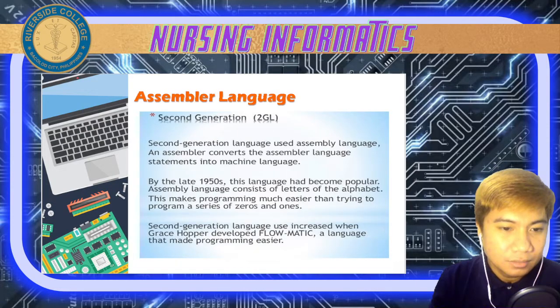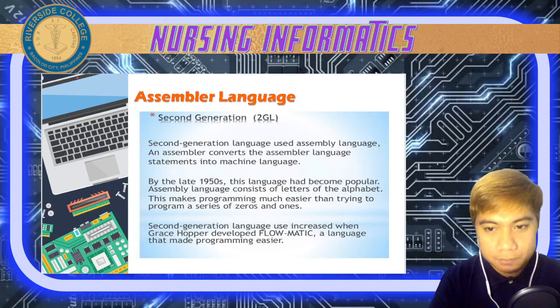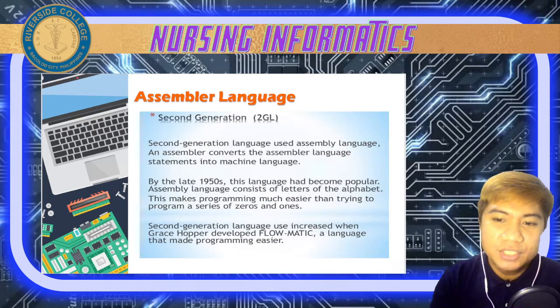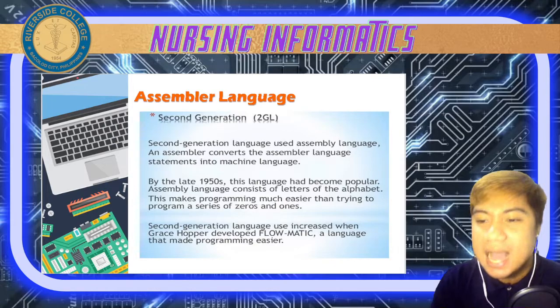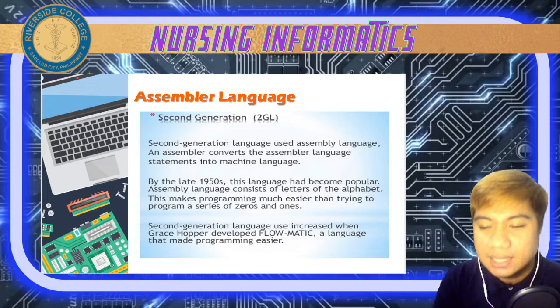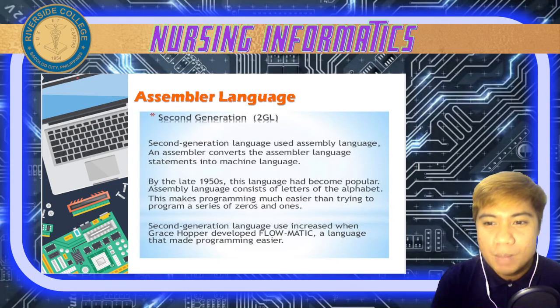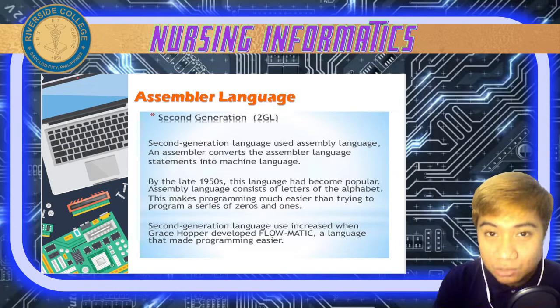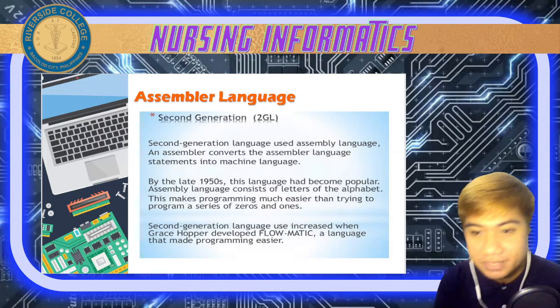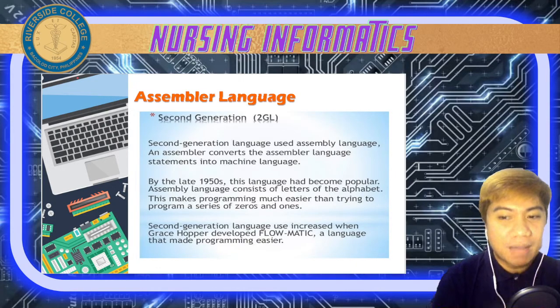Next, 2GL, or your assembler language. So your 2GL, or your second generation language, used assembly language. So an assembler converts the assembler language statements into machine language. Kumbaga, from 2GL to 1GL. Okay? So by the late 50s, this language had become popular.